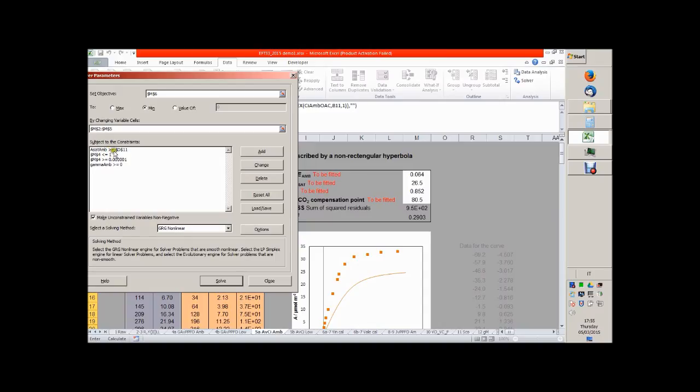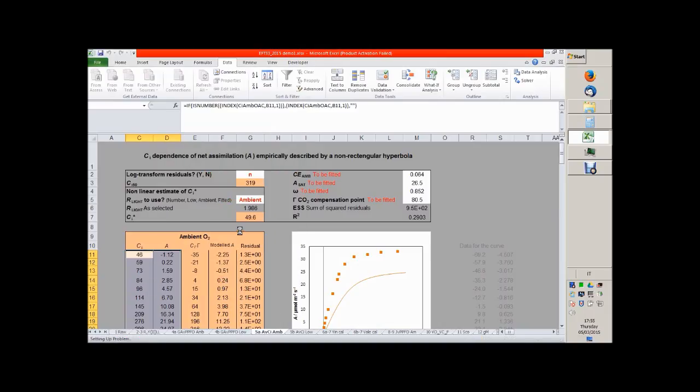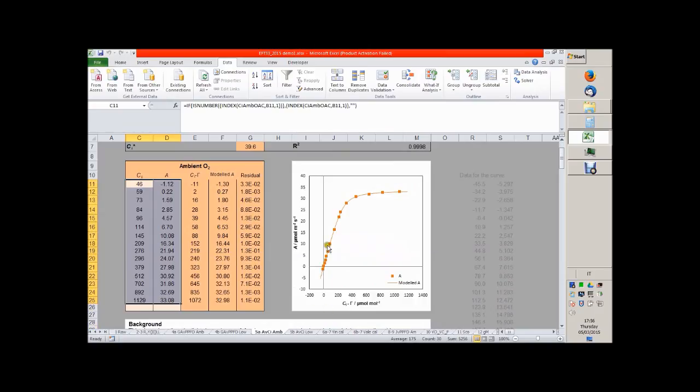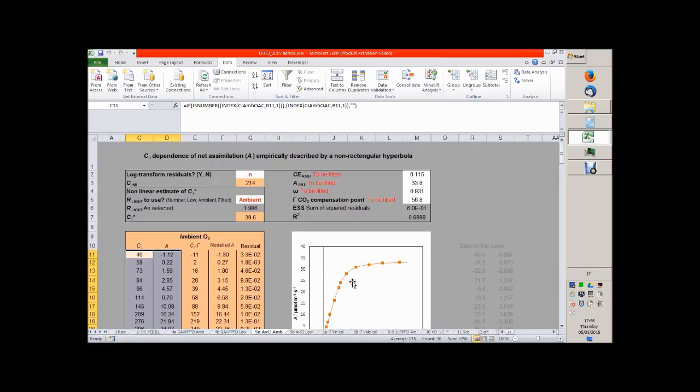To speed up the fitting procedure, I also added some constraints. ASAT should be higher than the minimum rate of assimilation. The curvature is smaller than 1 and greater than 0, and the compensation point is non-negative. I can now click Solve. And the curve has been fitted.